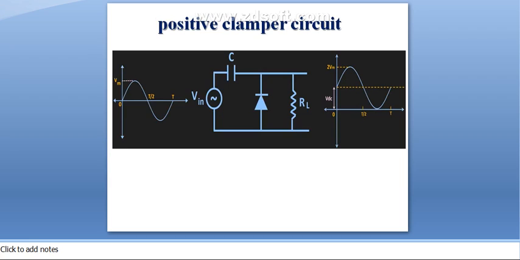So it is the positive clamper circuit. In this circuit we have a capacitor, a diode and the load resistor. This is the input waveform, so see the output waveform. Here the input waveform is shifted upward based on the reference level.